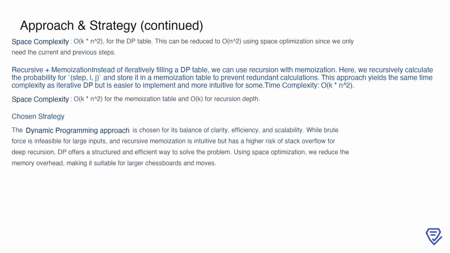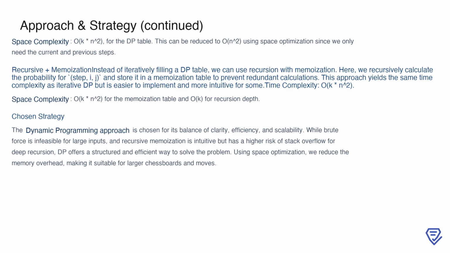Dynamic programming not only improves time complexity but also allows for potential space optimization. Initially, the 3D DP table has a space complexity of O(k*n^2), as we store probabilities for every step, row, and column. However, since each step only depends on the probabilities from the previous step, we can reduce this to O(n^2) by maintaining just two 2D tables, one for the current step and one for the previous step.